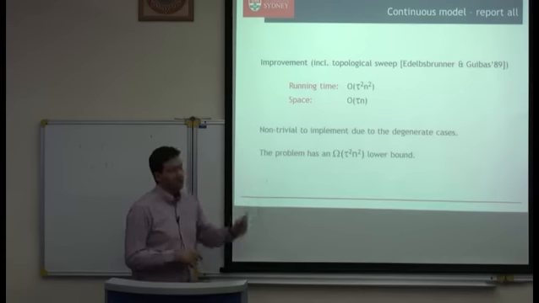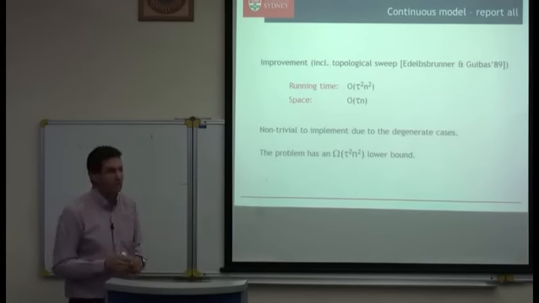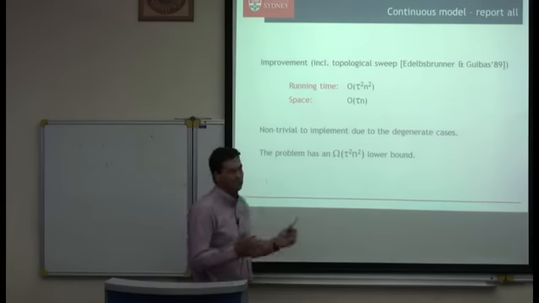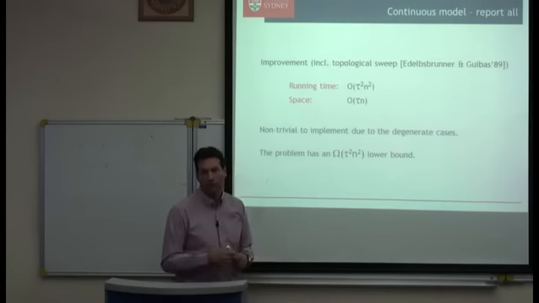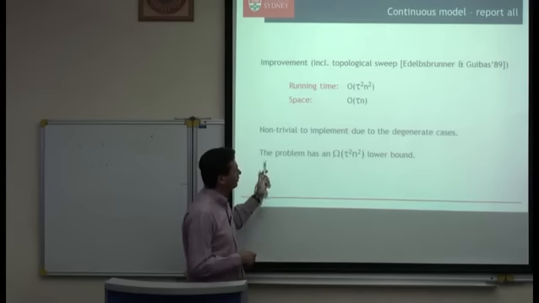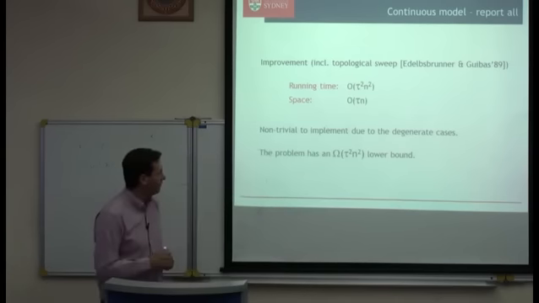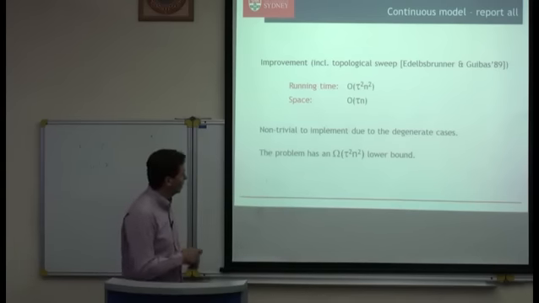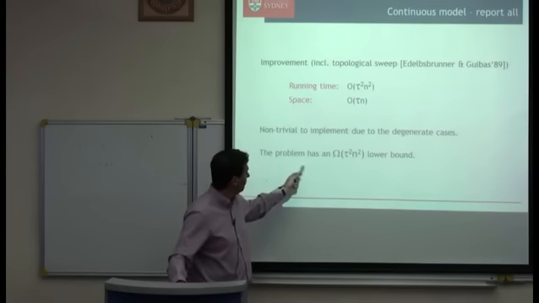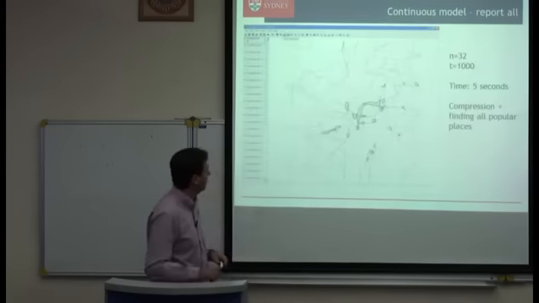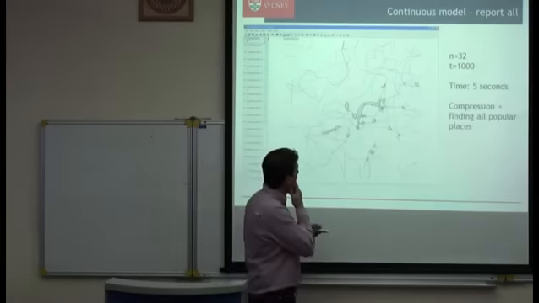Actually we had a student implementing this, and it works, but as is very common when you implement geometric algorithms, it's very hard to handle degenerate cases. So he actually had to spend a lot of time just handling all the degenerate cases, which is a bit of a pity, but it worked out at the end. And also the problem has a tau squared n squared lower bound. So this is how the final result looks.